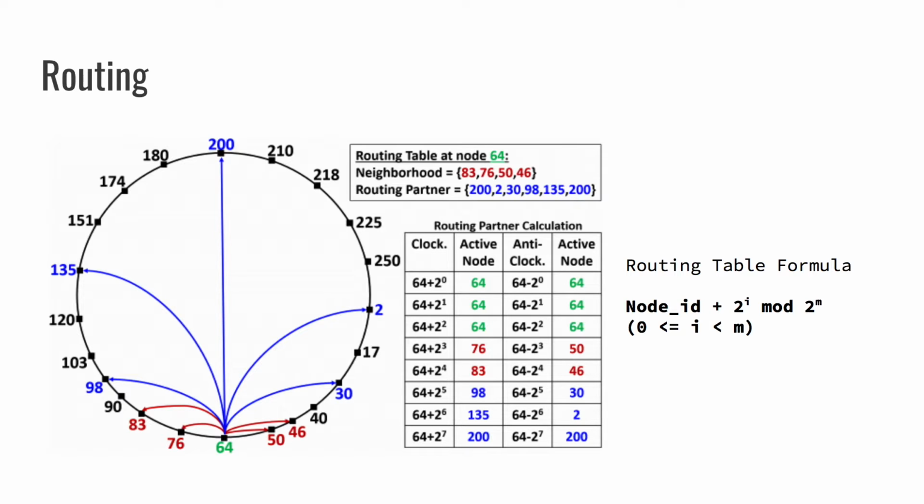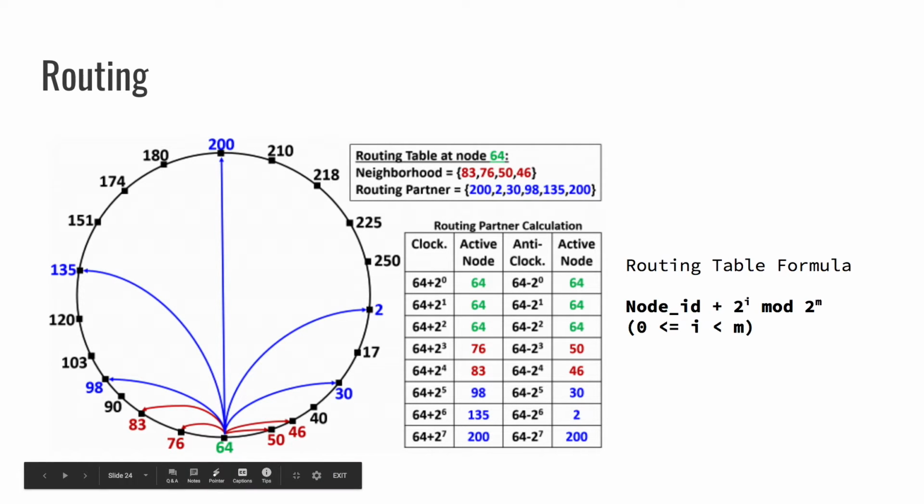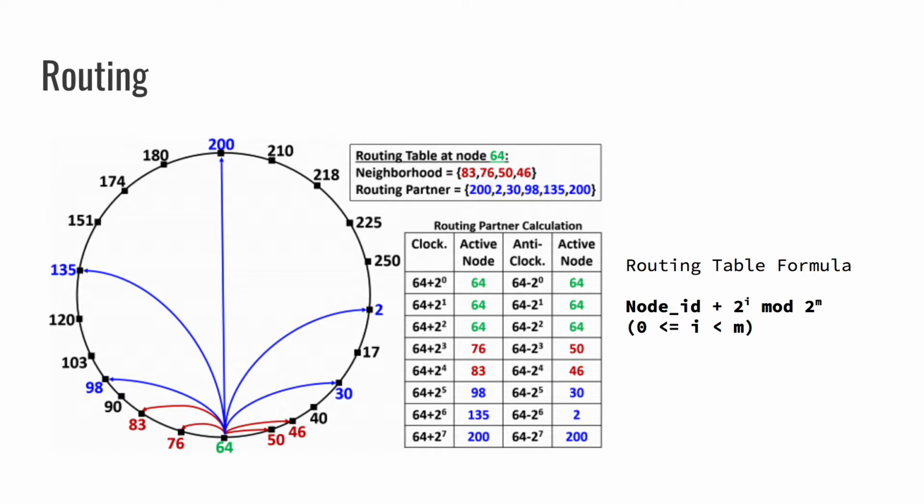For a ring with m equals 8, the key space is from 0 to 255. Each node is assigned a node ID and is responsible for the keys with IDs lower than the node's ID but greater than the node's immediate predecessor. So let's look at an example.